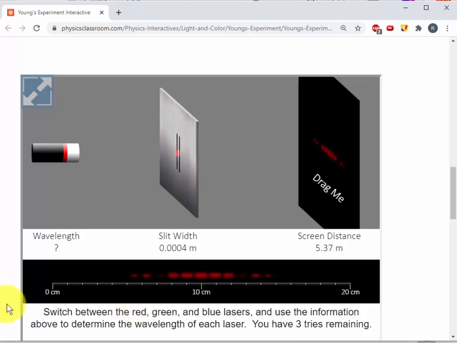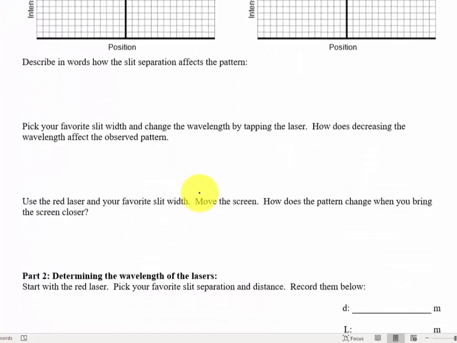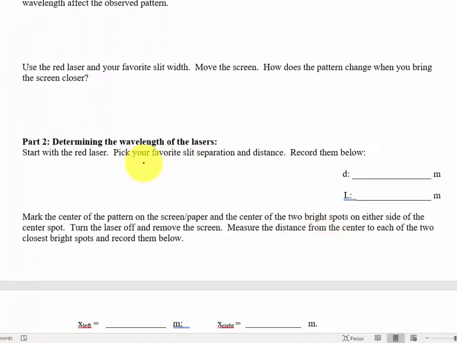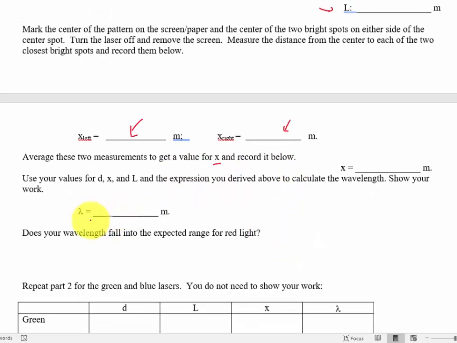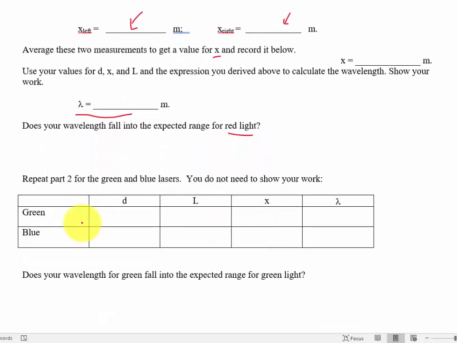Then all I'm going to have you do is pick your favorite distance and start out with the red laser and measure the distance and measure the length to the screen. Then go ahead and measure the distance to the leftmost peak and the rightmost peak, so we're looking at the first bright spots, and you're going to average those to get a value for x. Then you can go ahead and calculate what the wavelength is, and it darn well better fit in that for red light. I'm going to have you repeat the process for both green and blue light.